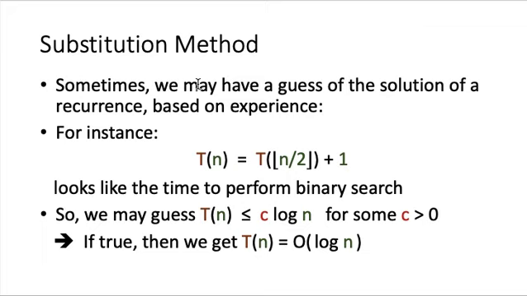So we find that sometimes when we are given a recurrence relation, we may be able to guess the solution of this recurrence based on our past experience. So for instance, let's say we have t of n is equal to t of n over 2 plus 1. Now here, let's be a little bit more specific. So n over 2 may not be an integer, so we take the floor of n over 2 to round it down to the closest integer, smaller than or equal to this number.